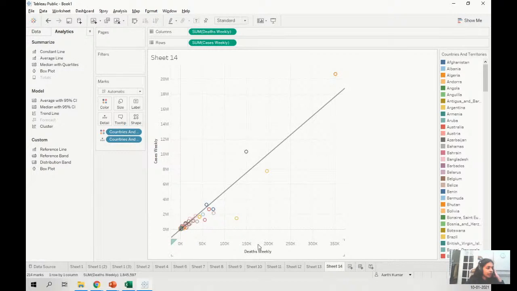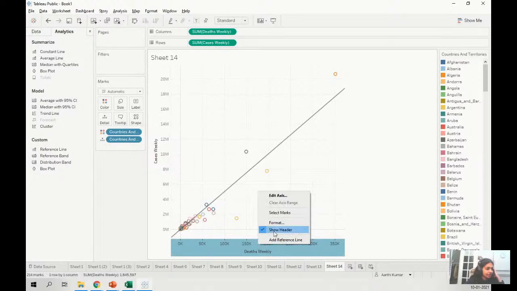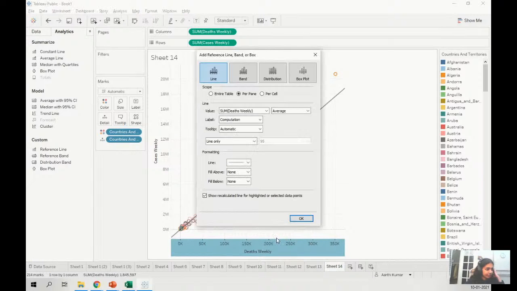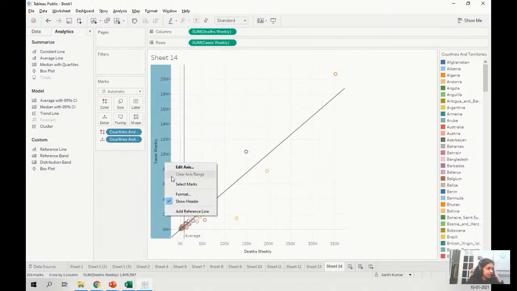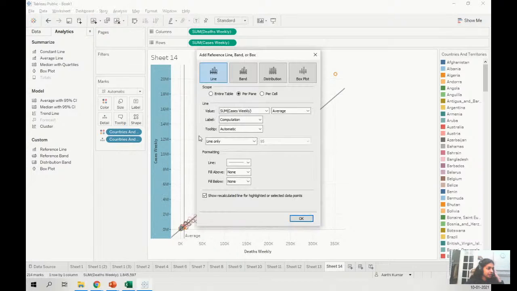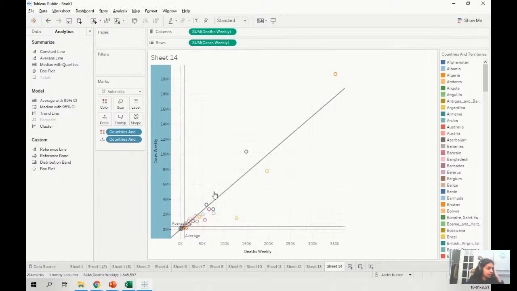And then how I added the average is I right clicked and then added a reference line. So here I'm going to use average. You can also add minimum, maximum, etc. So this added an average line, and this added a reference line, average, and this added an average number of cases weekly. So this average number of weekly cases is 395,000 that you see here.